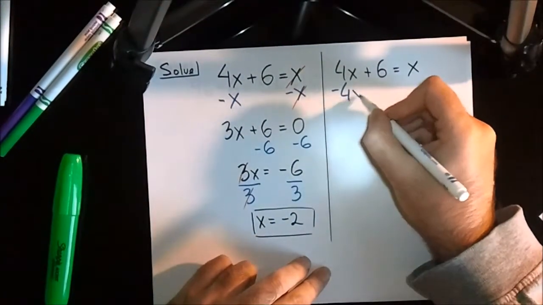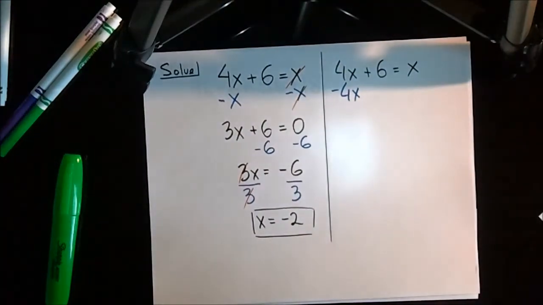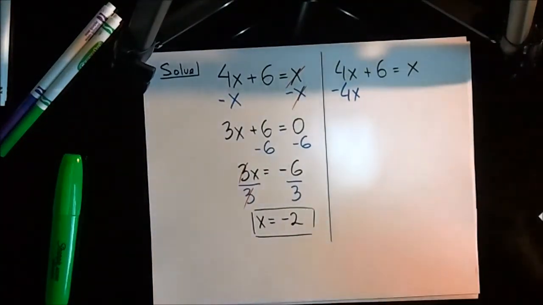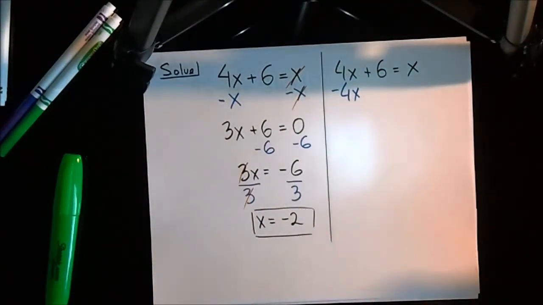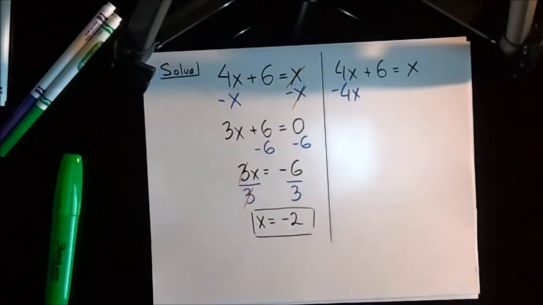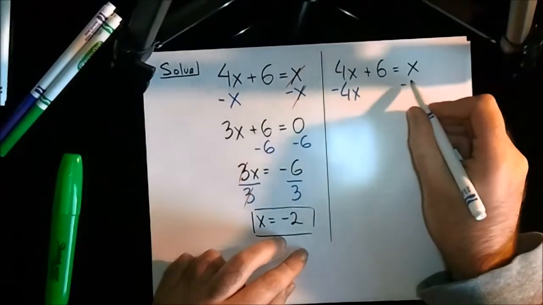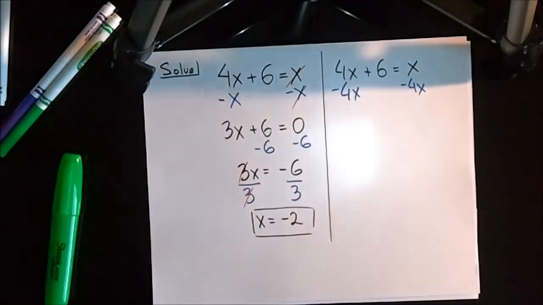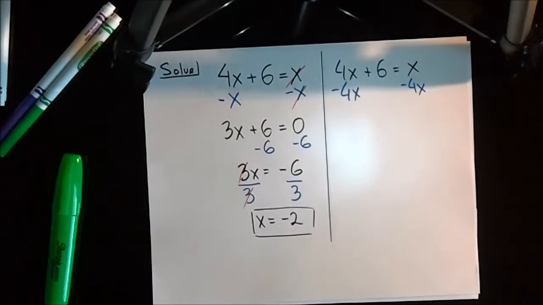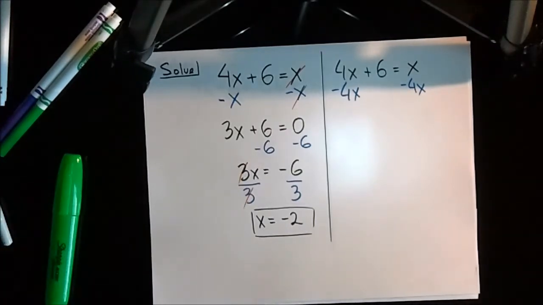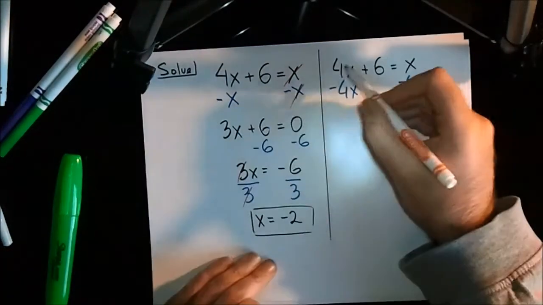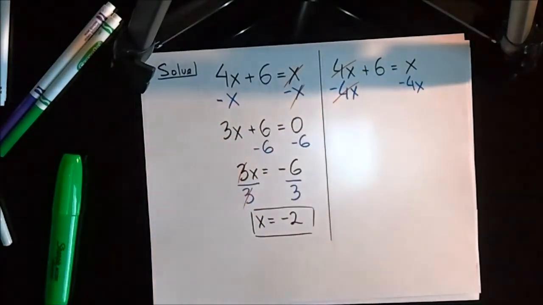I subtract 4x, because 4x minus 4x, just like 2 minus 2 or 5 minus 5, is 0. It's gone. When you subtract the same value from that value, the only possible difference can be 0. Alright, but don't forget, I gotta do it from both sides to keep the equation balanced. Alright, that's good. That's a 0 now.